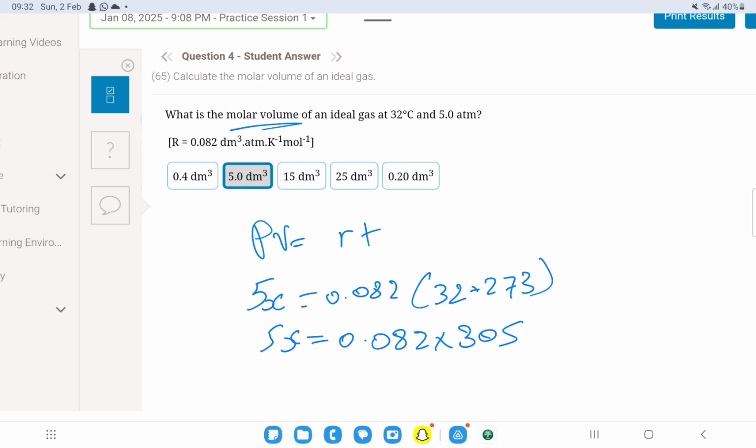You get 5x equals 25.01 and x is equal to 5. The 01 you can round it anyways, so it's not significant. So it's 5 decimeter cubed.